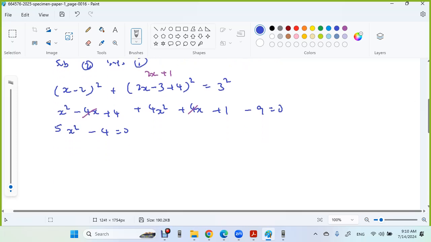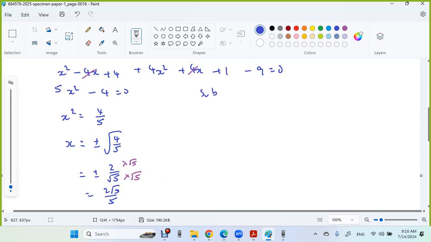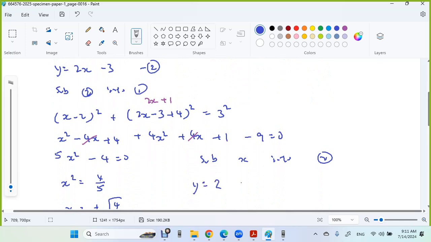So from here, we will have x squared equals 4 over 5. So x will be plus or minus the square root of 4 over 5. Then it will be plus or minus 2 over square root 5, or we multiply by square root 5 here, then it will be plus or minus 2 square root 5 over 5. Okay. So sub x into equation 2. Equation 2 is y equals 2x minus 3.